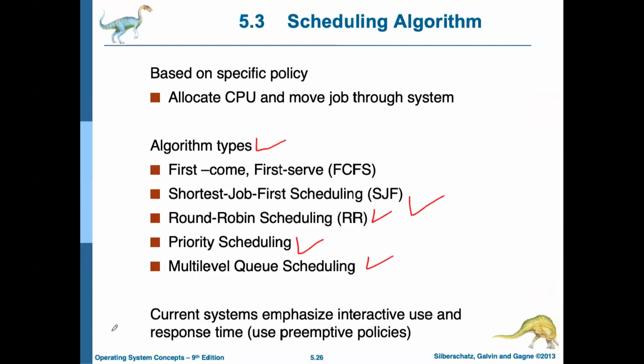Current systems emphasize interactive use and response time, so they use a preemptive policy. Maybe it could be one of the targets for current systems. I don't know, so basically we have to check the current journal papers.